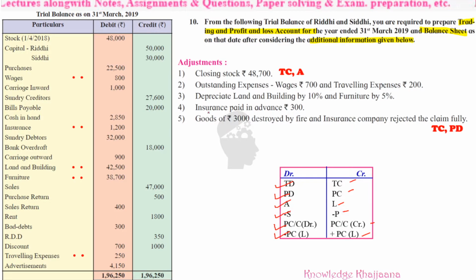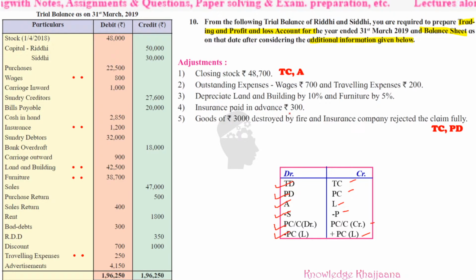Okay, so what should be done with this? It was not due for this period, but it has been paid, so it should be deducted from that specific item, which is insurance. Okay, now let's move to insurance. One mark against insurance.